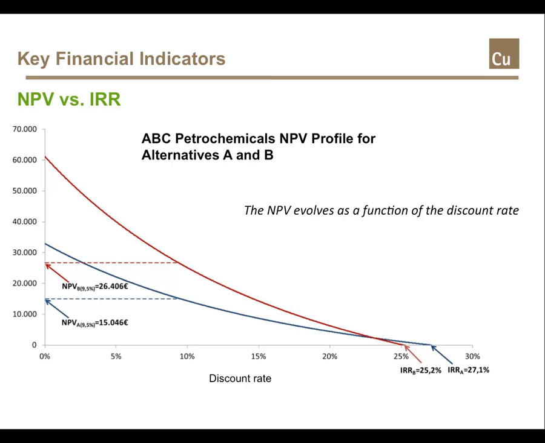But the NPV profile tells a broader story. It shows that at virtually every other discount rate illustrated on the graph, alternative B has a higher NPV. This illustrates that NPV is preferable over IRR when ranking and comparing projects.